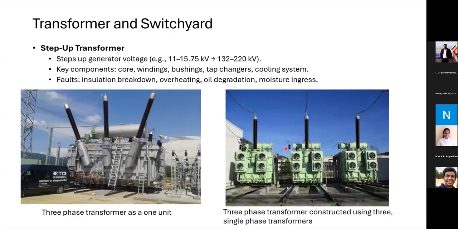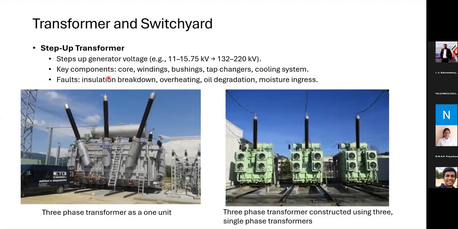Maintenance-wise, you have to maintain three transformers, and it takes a large space. Otherwise, if one of the single-phase transformers is damaged, we can replace it. On the other hand, if we have a damaged three-phase transformer, you have to replace the whole transformer.